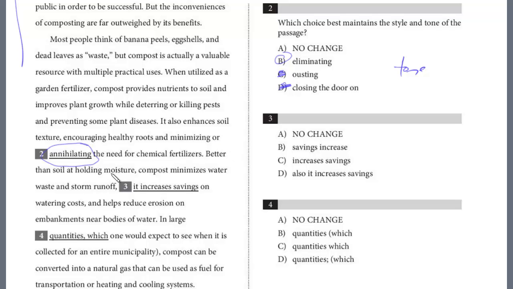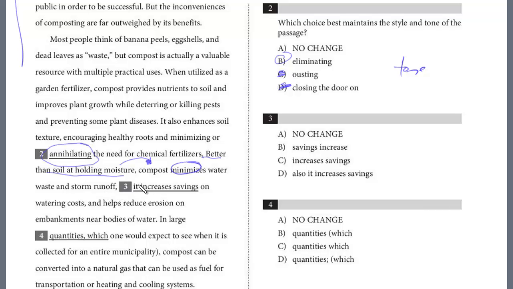Better than soil at holding moisture. Compost minimizes water, waste, and storm runoff. It increases savings on watering costs and helps reduce erosion on embankments near bodies of water. So question 3, in the beginning we have this participial phrase, better than soil at holding moisture. Then we have the subject, right, that the phrase describes. Compost minimizes water, waste, and storm runoff, comma, it.